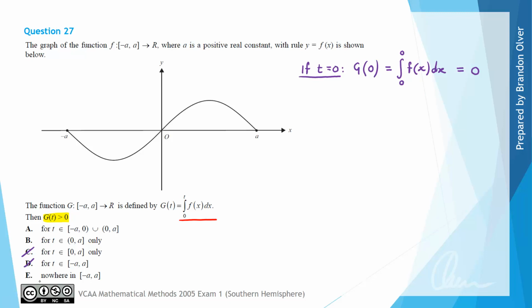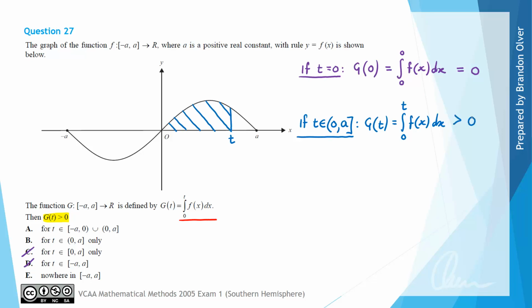And now we've got three options remaining that we need to investigate. So the next case that I'll look at is if t is 0 not included to positive a. So that would mean that g of t is the integral between 0 and some positive value of t up until a for f of x dx. And again, this is used to calculate the area under a curve. So if we think about some positive value of t, then that area is above the x-axis, so it's a positive value, which means that that integral would be a positive value.